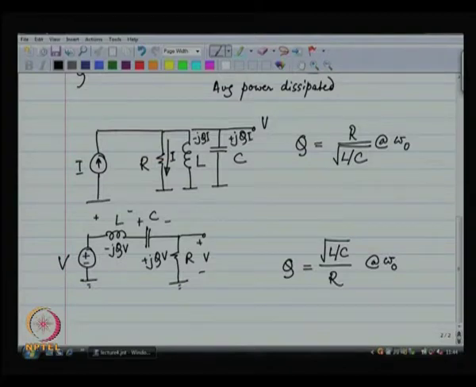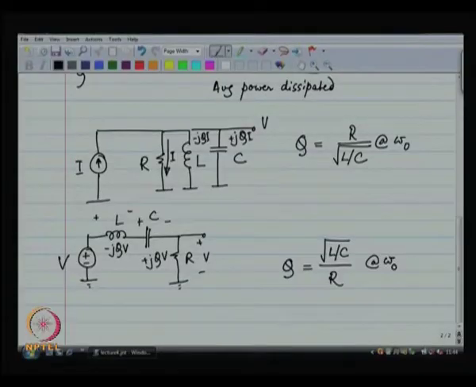What is important to observe over here is that you can have a voltage source of 1 millivolt, and because your Q is 100, you can have 100 millivolts across the inductor and across the capacitor, or you could have 1 ampere as the current source, and because your Q is 100, you could have 100 amperes rushing through the inductor and the capacitor. So, it is definitely something unexpected.